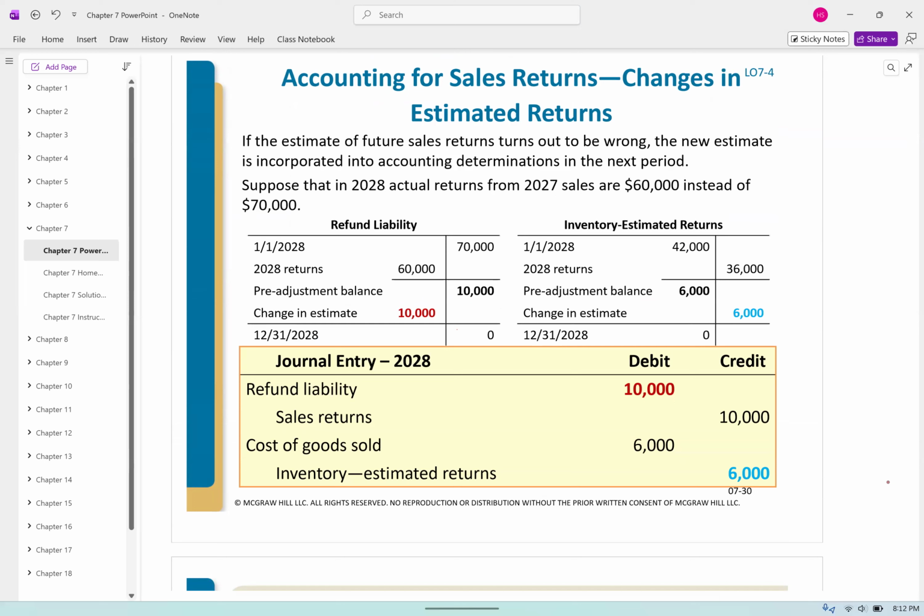So we're zero. Sometimes if you look at those T accounts and zero them out, you see that you needed a debit to the refund liability, credit to sales returns. Crediting sales returns means we're crediting an expense account, so we're making the expense account go down, which will make net income go up. Debiting cost of goods sold and crediting the inventory estimated return. Again, we're looking at that one, zeroing it out.